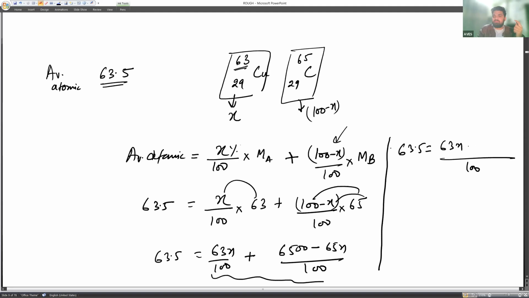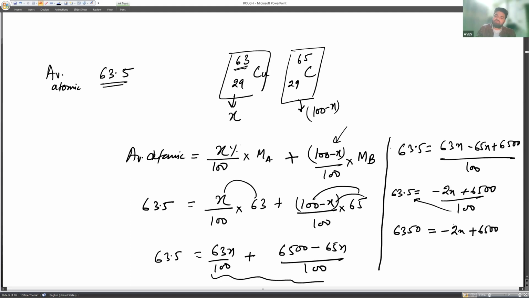I take the LCM: 63X minus 65X plus 6500. So 63.5 equals, when you subtract, minus 2X plus 6500, all over 100. Then this 100 multiplies across, and you will get 6350 equals minus 2X plus 6500.